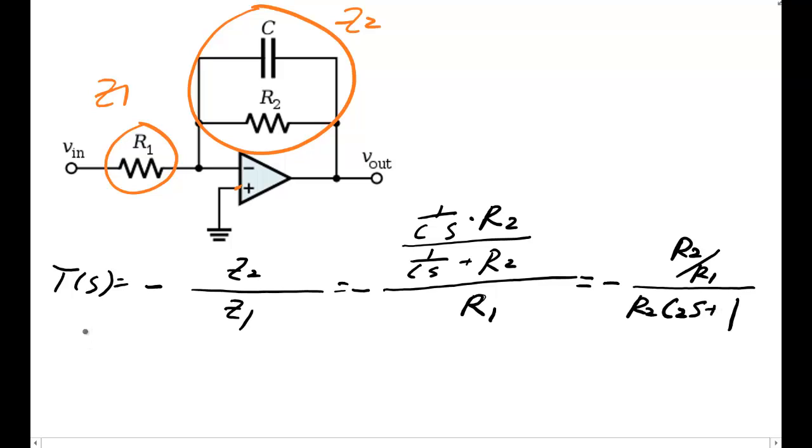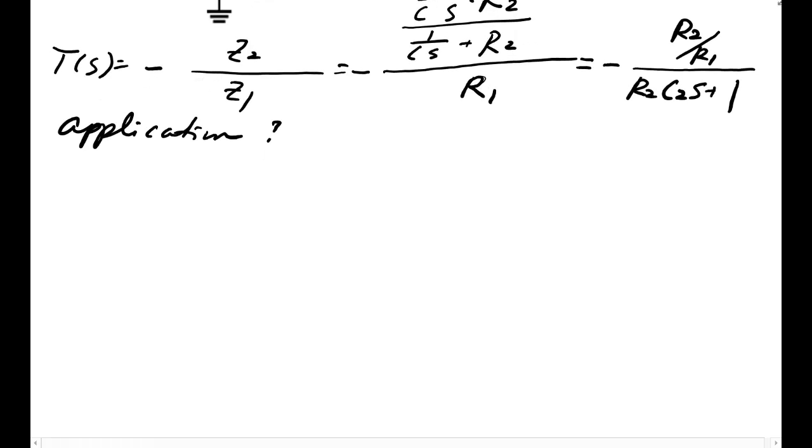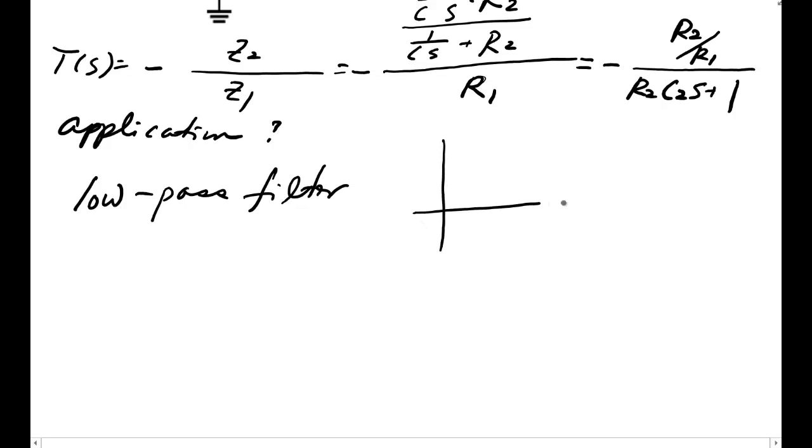So what's the usage or applications in terms of filters? Then we can look at different types of filter design. If we have a low pass filter, meaning the Bode plot, I let the low frequency pass and attenuate high frequency.